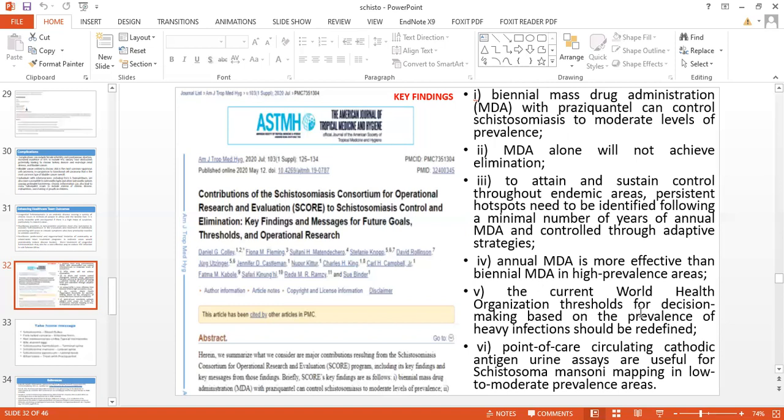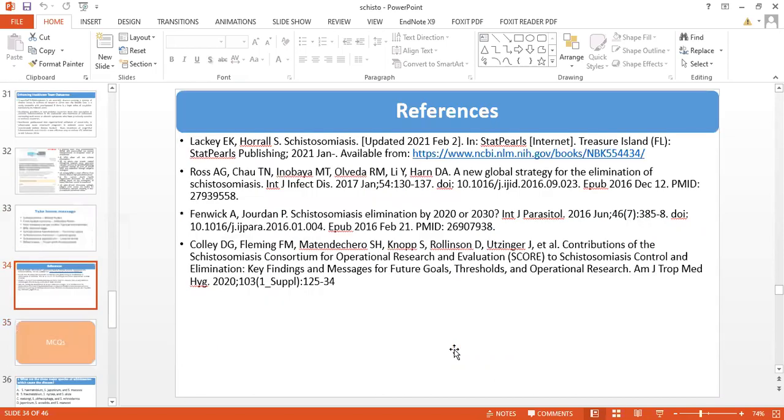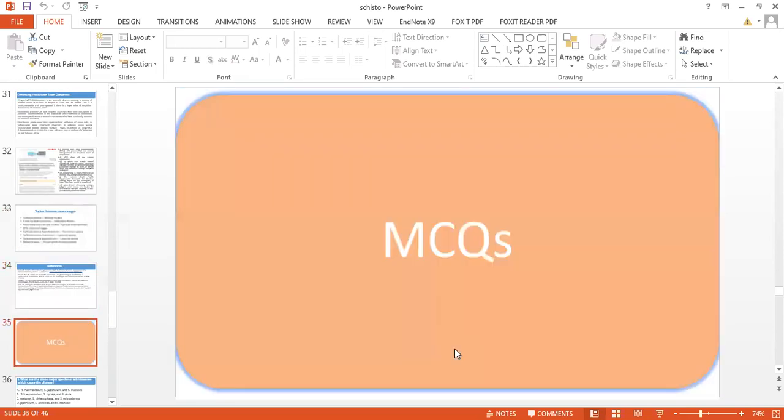The current World Health Organization threshold for decision making based on the prevalence of heavy infection should be redefined. Point of care tests, including circulating cathodic antigen urine analysis, are useful for schistosomiasis mapping in low to moderate prevalence areas. This is the take-home message. We have talked about all of this: the infective form, the fork-tailed cercaria, the three forms with terminal spine or lateral knob, and the drug of treatment, praziquantel. These are the references, and now it is time for MCQs.